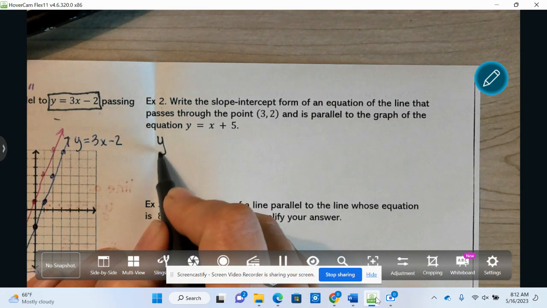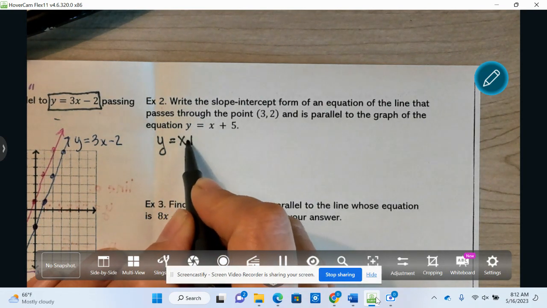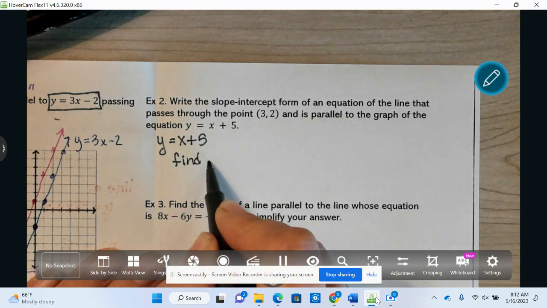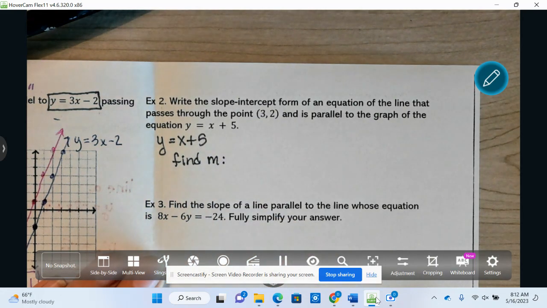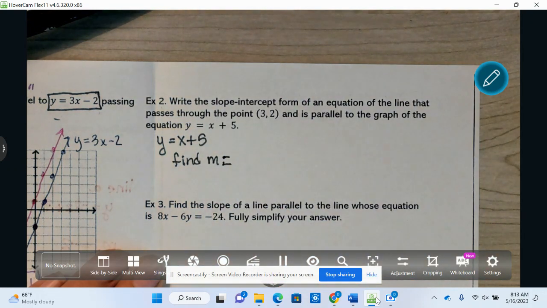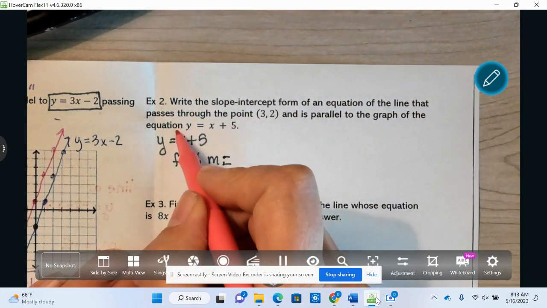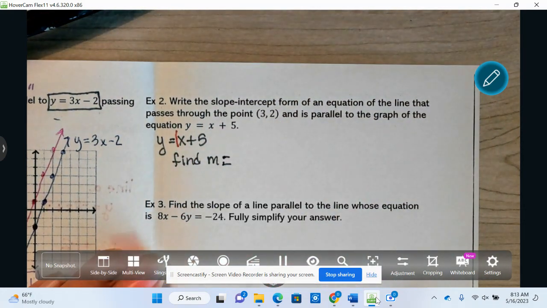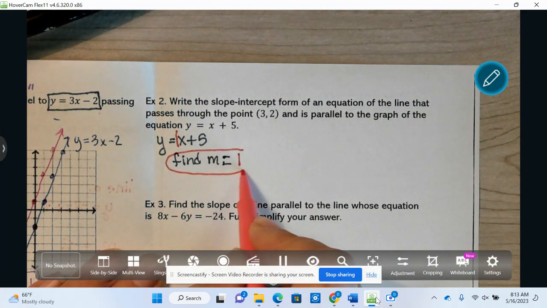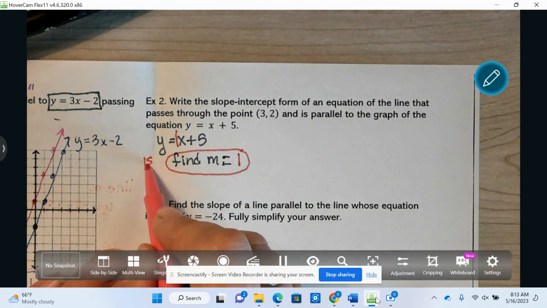So we have to take this equation and find the slope. So find m, because we know that parallel lines have the same slope. So what is the slope of this line? 1 over 1, or 1. Remember, there's an imaginary 1 right here, so the number that's attached to that is 1. So my slope is 1. That's what I do first.